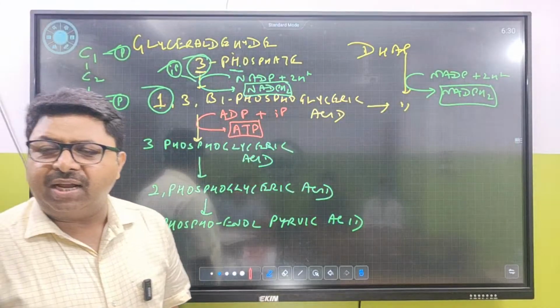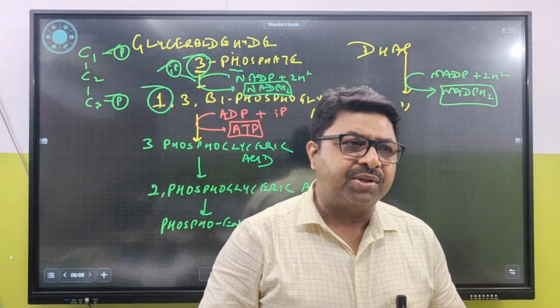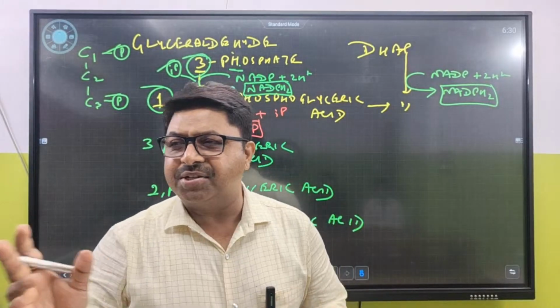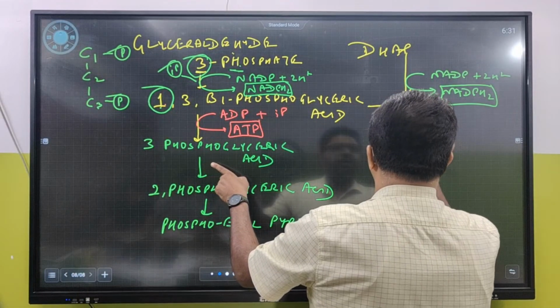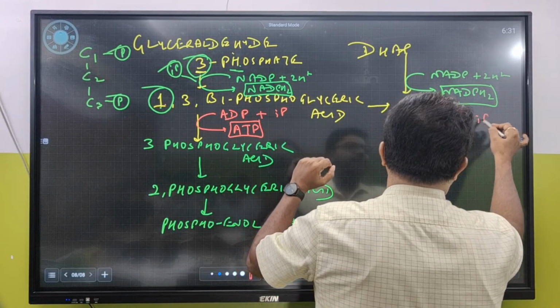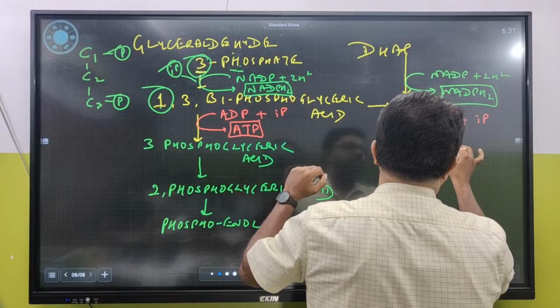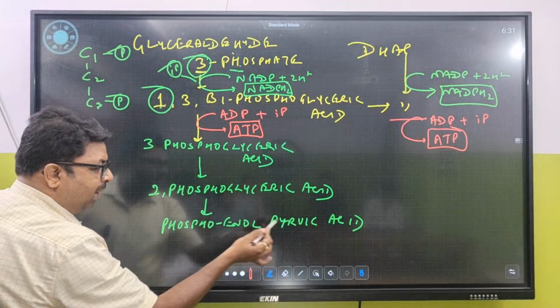If ATP is formed directly, we call it substrate level phosphorylation. Substrate level phosphorylation. So what happened here too? I am not writing the step twice, okay? What will happen here as well? ADP binds with IP to make what? ATP. Okay. And then 2 phosphoglycerate to phosphoenol pyruvic acid.